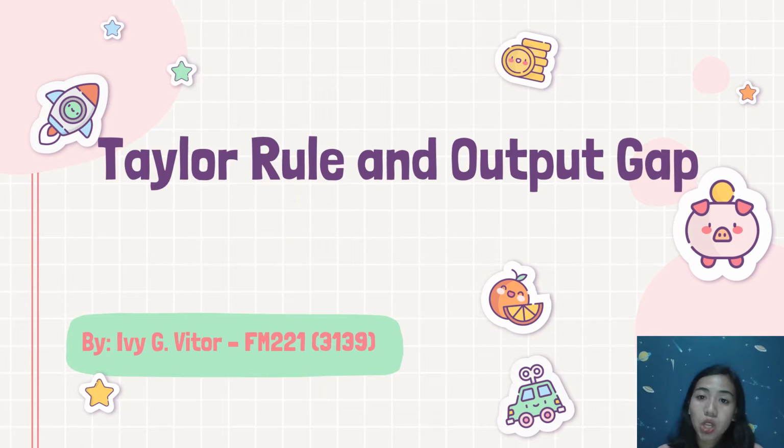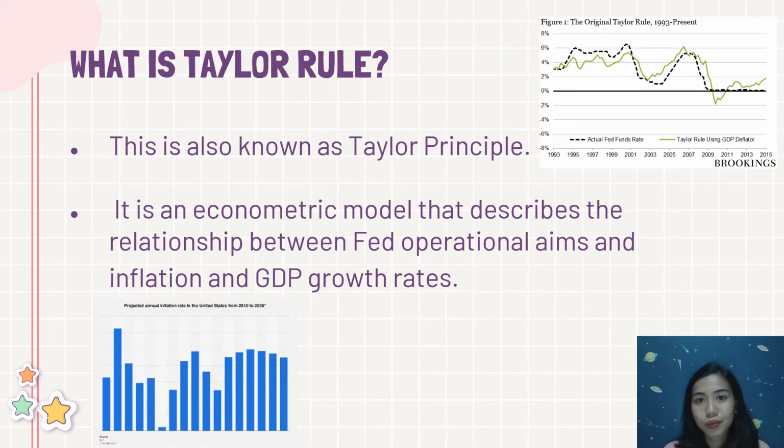My topic is all about the Taylor rule and the output gap. So, what is the Taylor rule? The Taylor rule is also known as the Taylor principle. It is an econometric model that describes the relationship between Fed operational aims and inflation and GDP growth rate.